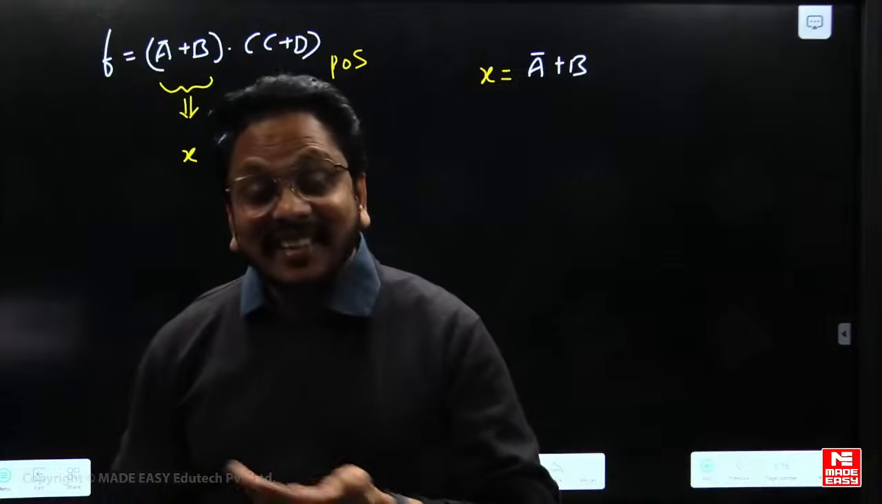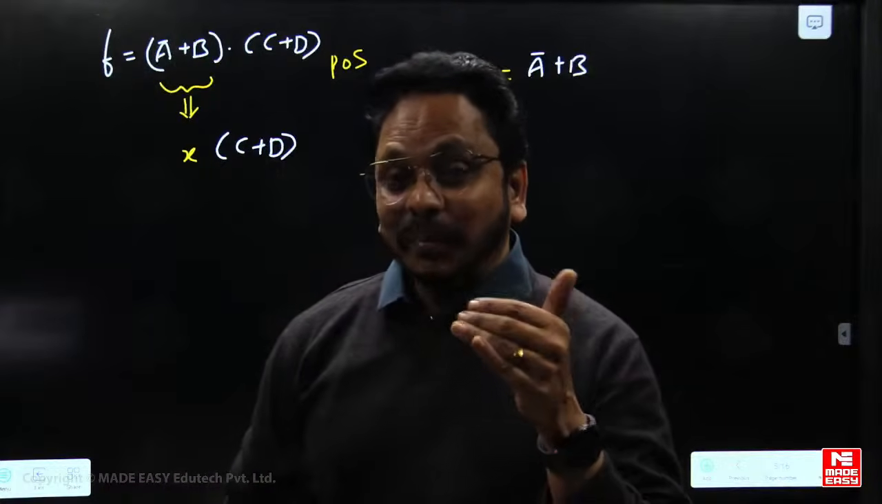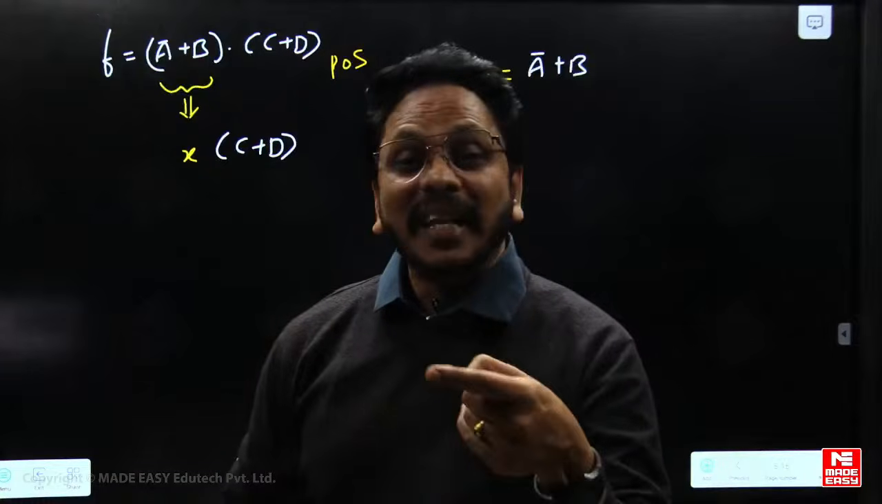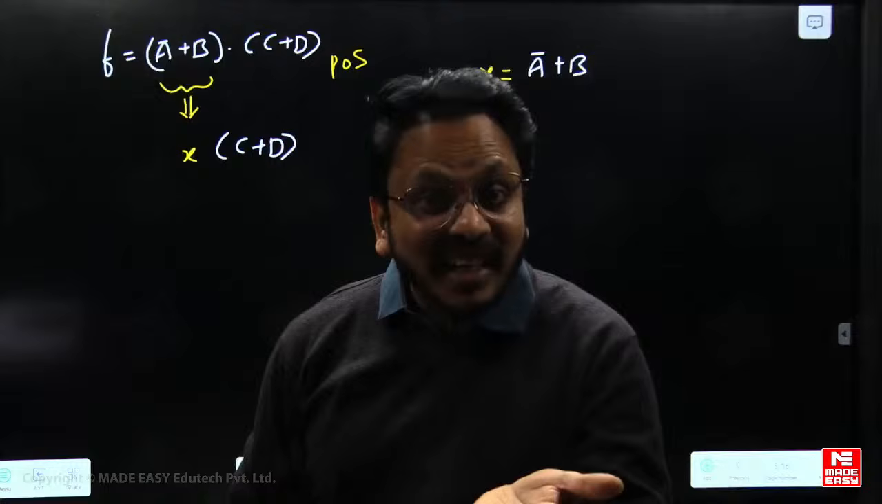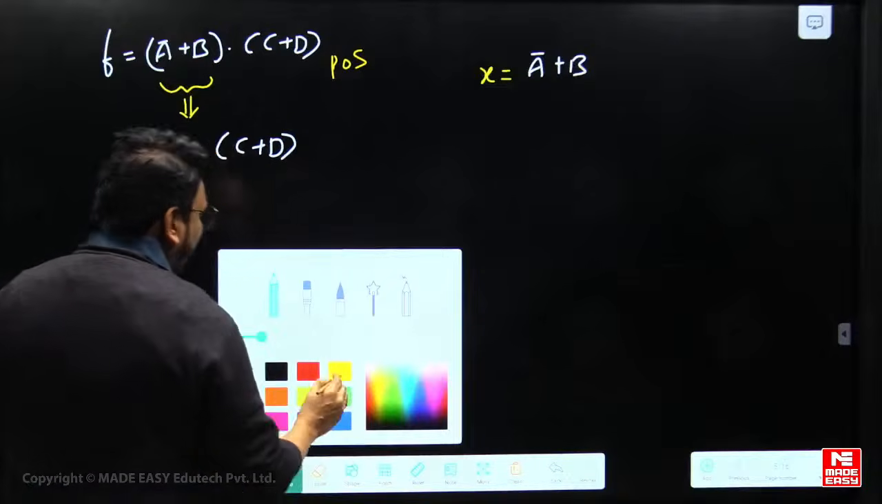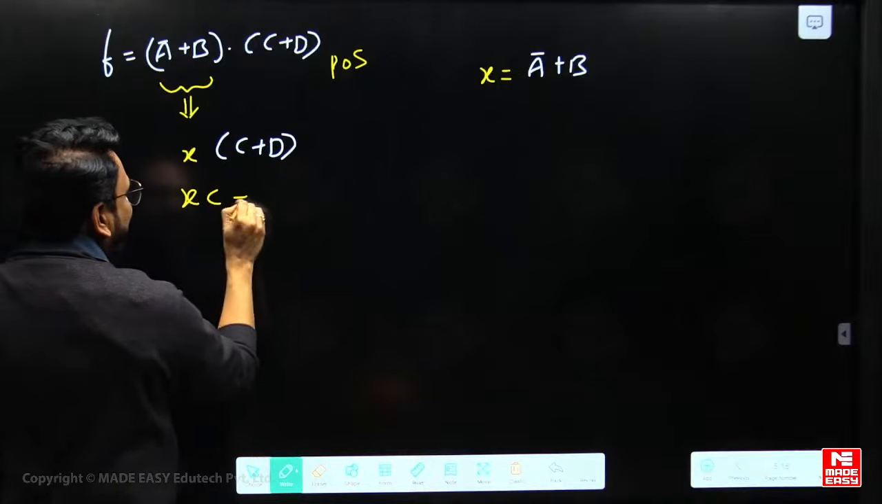Now you apply the same technique: bar karo, inner bar expand karo. That means do double complementation, then expand the inner bar by applying the De Morgan law. So we are going to do that. First of all we have to expand. This means we are going to get xc plus xd.